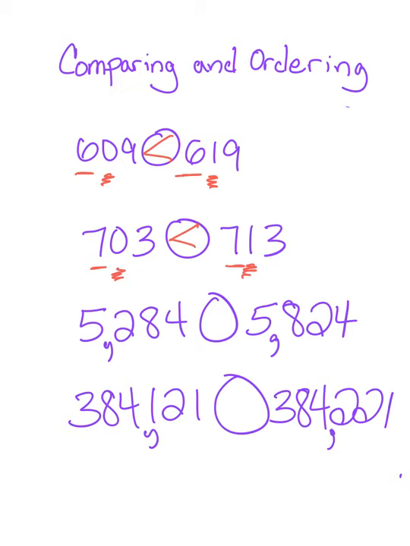Going down to the third one, starting in now the thousands place. This one has 5,000, this one has 5,000. This one has a 2 in the hundreds place, and this one has an 8 in the hundreds place. Last time I knew 8 was larger. We put our sign this way, and we read this as 5,284 is less than 5,824.